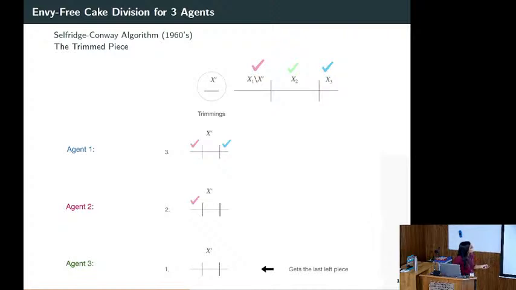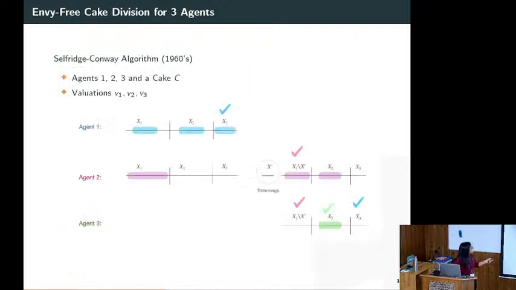Let's look at the trimmings. So agent 3 cuts it. So he will never be envious, whichever piece of the trimmed cake he gets. Agent 2 picks, so he will never be envious of anyone, at least for the trimmed part. Agent 1 might envy agent 2 because he went first, but when you put it all together, agent 1 valued the entire x1 along with the trimmings equal to his division that he has already gotten. So he will never envy agent 2 who is getting something more from the trimmings prior to that guy.